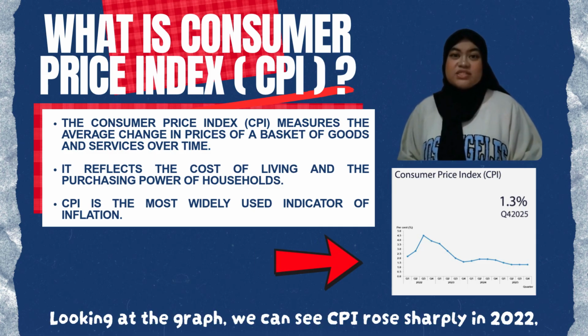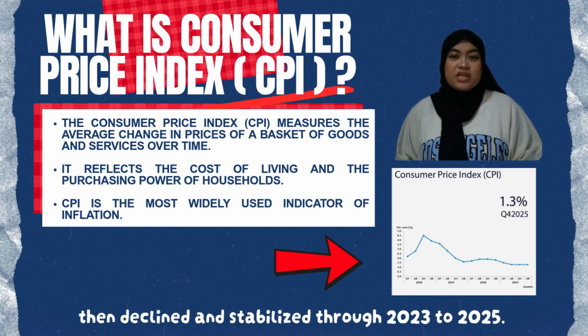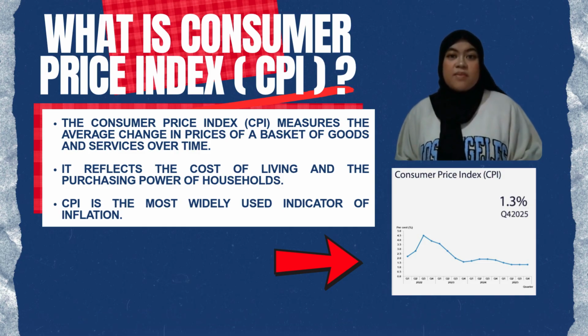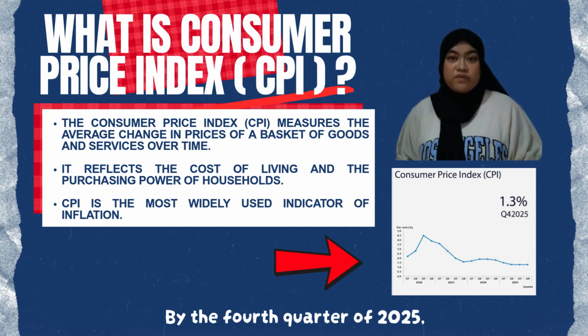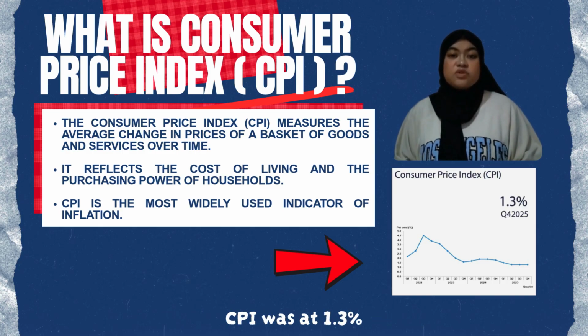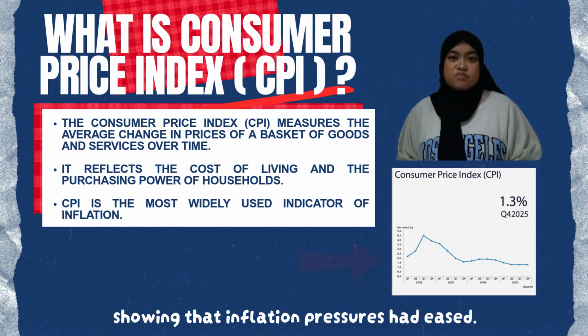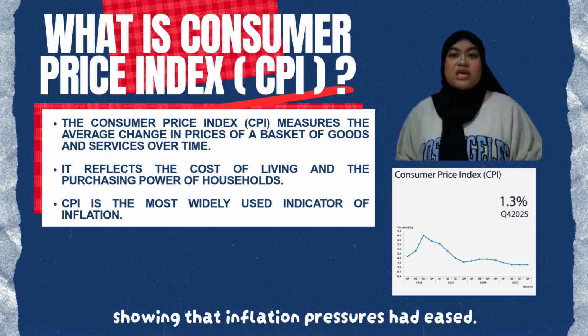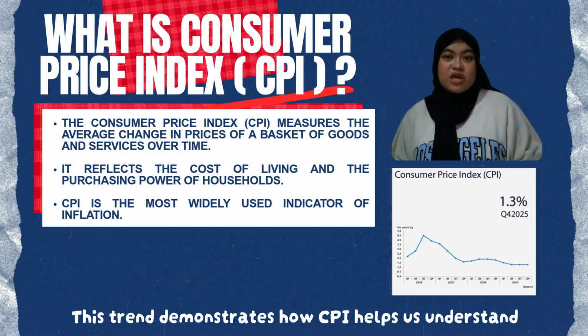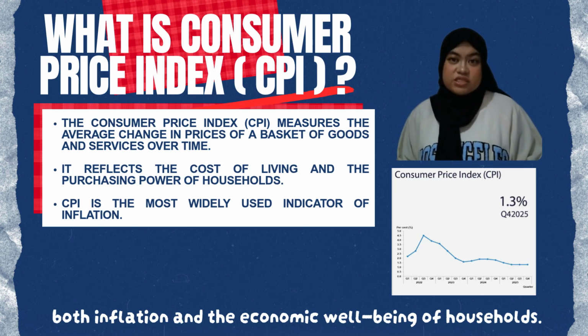Looking at the graph, we can see CPI rose sharply in 2022, then declined and stabilized through 2023 to 2025. By the fourth quarter of 2025, CPI was at 1.3%, showing that inflation pressures had eased. This trend demonstrates how CPI helped us understand both inflation and the economic well-being of households.